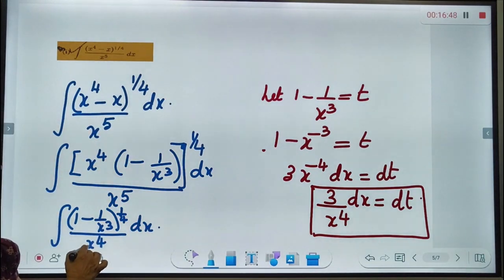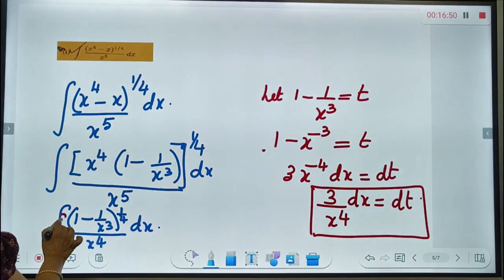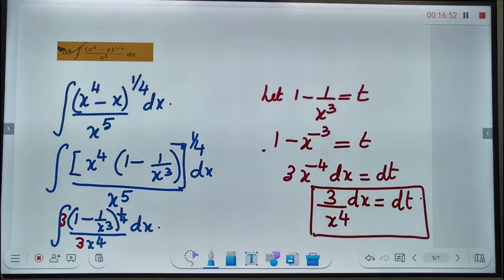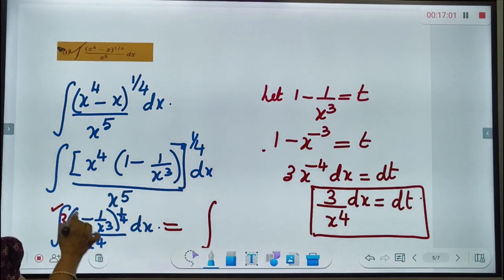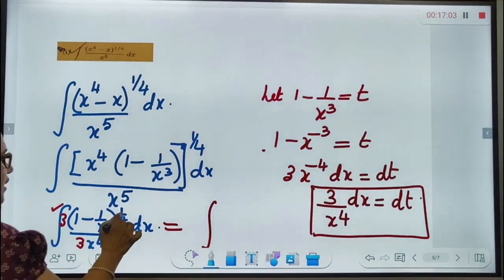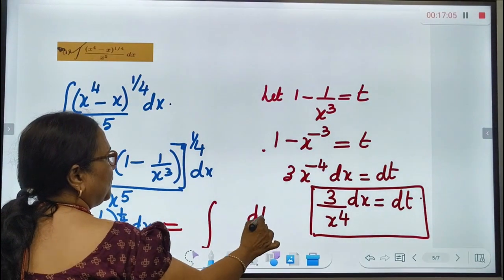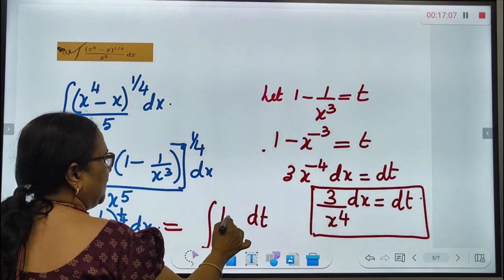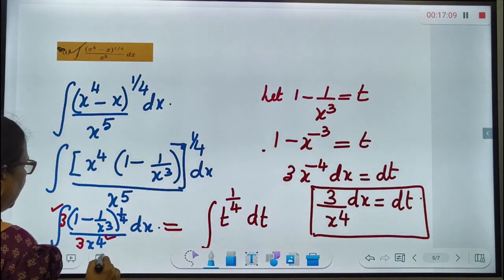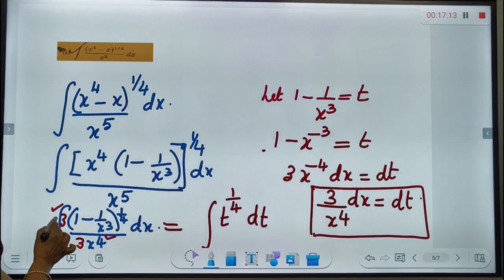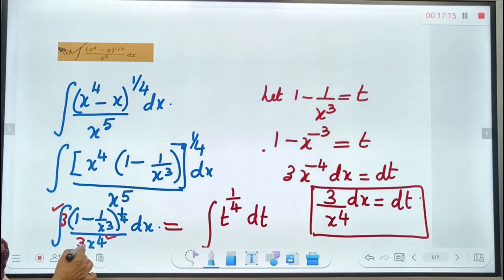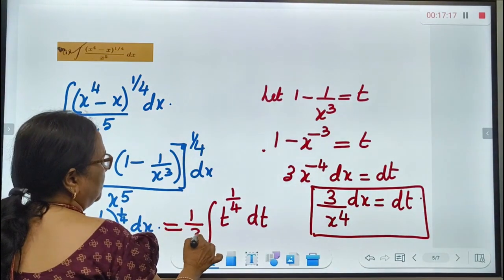I have 1 by x power 4, but I want 3 by x power 4. So multiply and divide by 3. Multiply the numerator and denominator by 3. So I becomes equal to, now this 3 and this x power 4 dx will give you dt. Then you have t power 1 by 4, right? And then we have used which 3? 3 in the numerator and x power 4 in the denominator. So this 3 is remaining. So 1 by 3.